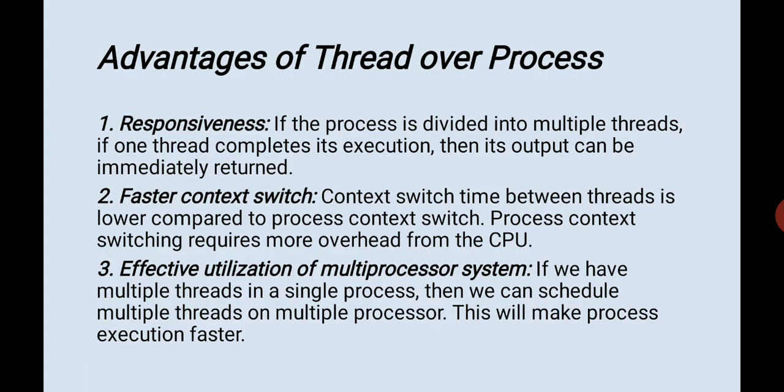Next is effective utilization of multiprocessor systems. If we have multiple threads in a single process, then we can schedule multiple threads on multiple processors. This will make process execution faster. Multiple threads of a single process will be scheduled on different processors, so the execution becomes faster and more efficient.